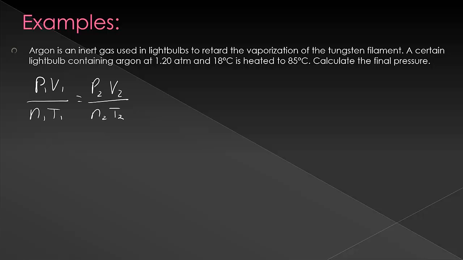We'll again decide what's staying the same and what's changing. Since it's a glass light bulb, volume can't be changing. Since it's the same on both sides, it cancels. And there is no gas coming in or leaving, and so the number of moles are constant as well. This leaves us with that.